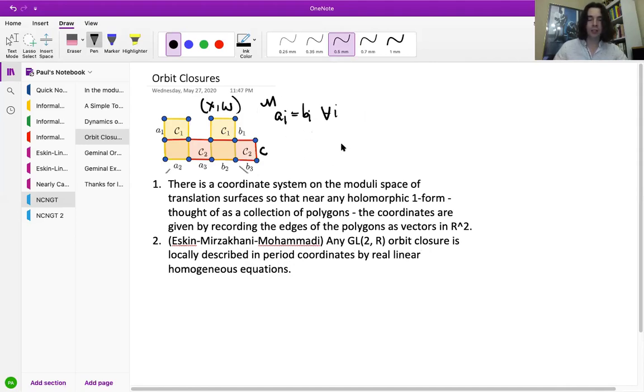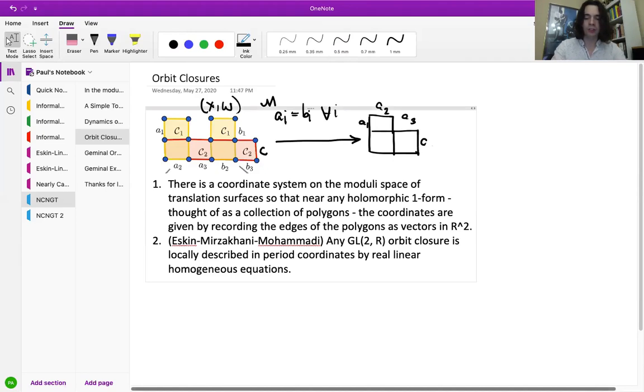If you made this assumption, then you would notice that all of the surfaces inside of M are actually covers of lower genus translation surfaces. If you demand that AI equals BI for all I, then it's fairly straightforward to see that your surface admits a double cover of this genus 2 surface. So this would be A1, this would be A2, this would be A3, this edge down here, and this would be C. And so we see that some affine invariant submanifolds imply that every single surface contained inside of them is a cover of a lower genus translation surface.